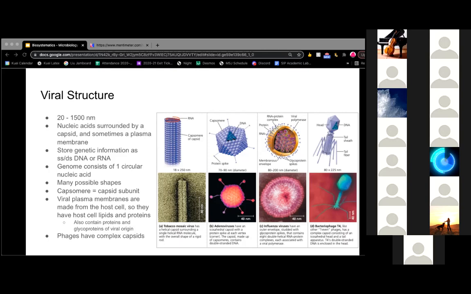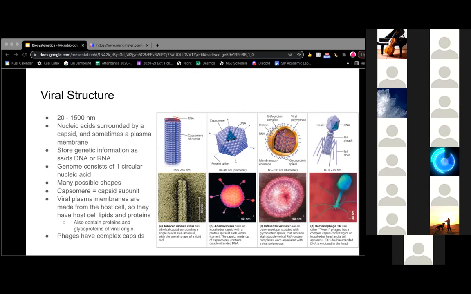And viral capsids can be one of many shapes, including orb-shaped or polyhedral. Capsids are made from protein subunits called capsomeres. And some viruses have viral envelopes, which are derived from the membrane of the host cell, so they contain the host cell lipids and membrane proteins. Viral envelopes also contain proteins and glycoproteins that originate from the virus themselves in addition to the host cell membrane proteins. And some of the more complex capsids are found among bacteriophage viruses, or phages, which are viruses that infect bacteria.